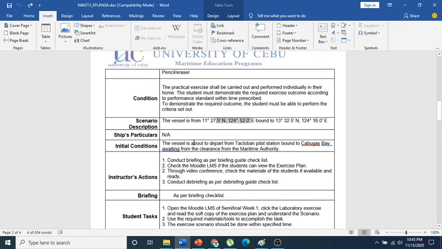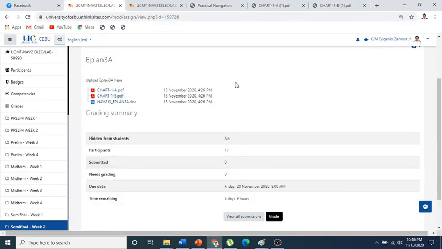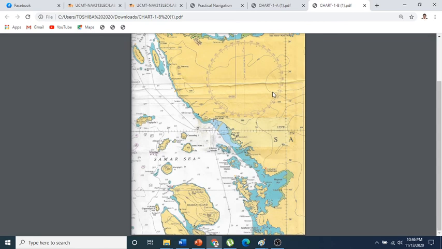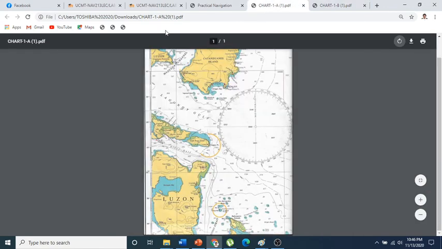So the initial condition: the ship is about to depart at Tacloban Pilot bound to Kabugay Bay. We're going to be plotting the ship leaving the pilot station to another arrival position. First and foremost, this is the position of departure, and this is the position of arrival. Going back, these are chart 1a and chart 1b. First you plot the position of departure, it should be around here, and the position of arrival should be around here.